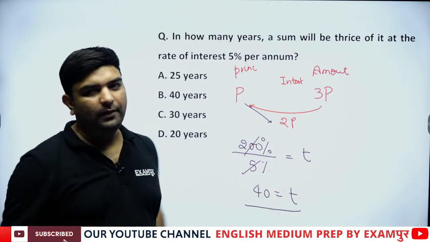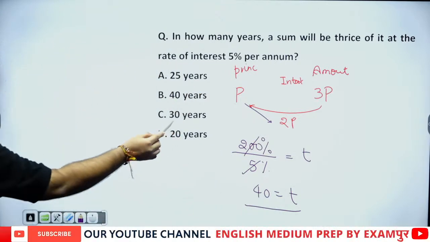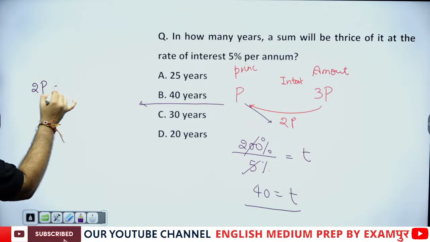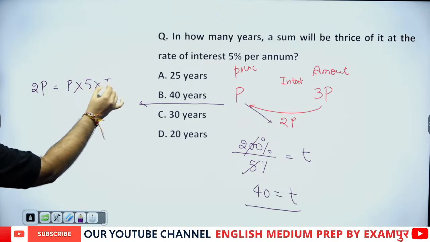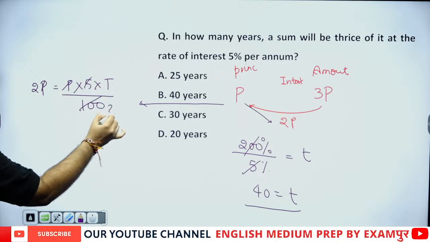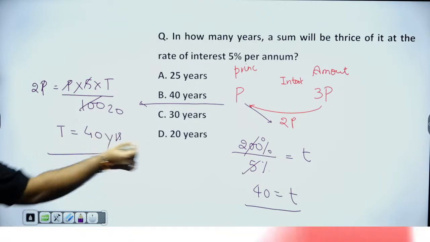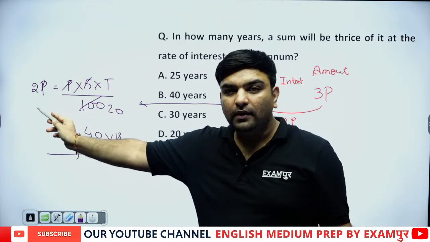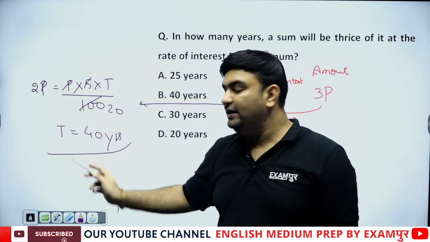I want you to be comfortable with this. Otherwise, you can use the formula after this. Interest of 2P over the principal of P, rate is 5, time I want to know, divide by 100. So you will get to know that time is 40 years. That is the basic interest of 2P over the principal of P into rate of 5 into T divided by 100. T is 40 years.